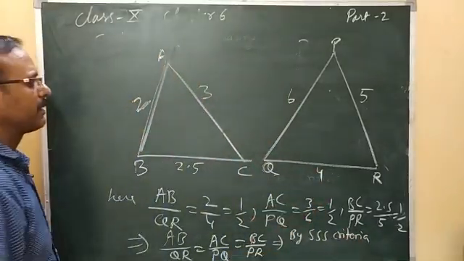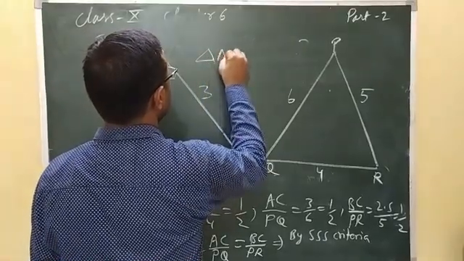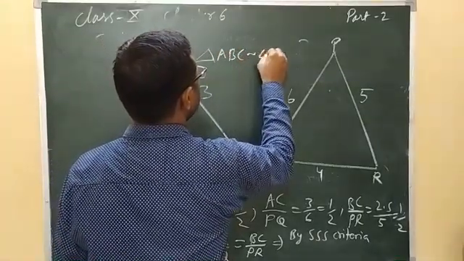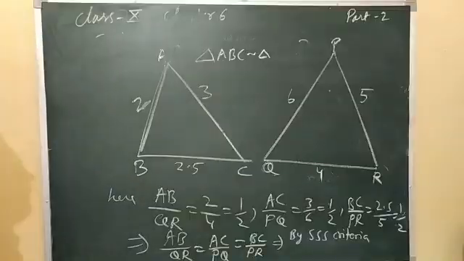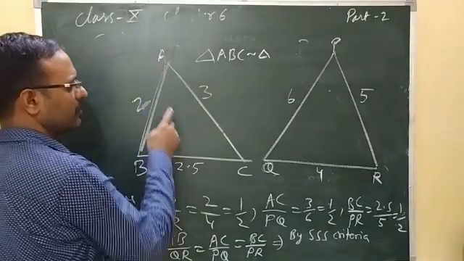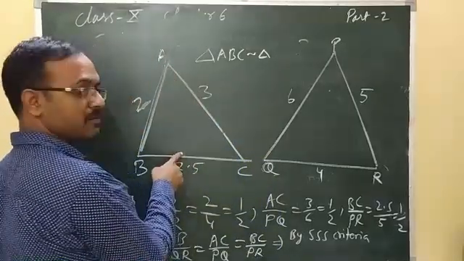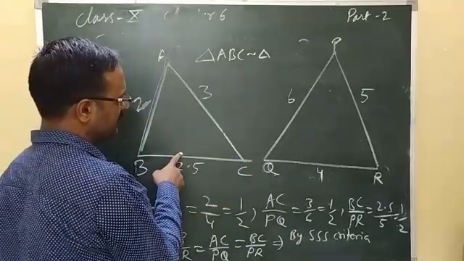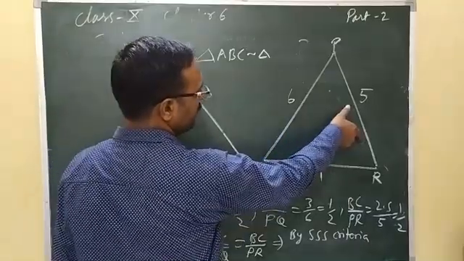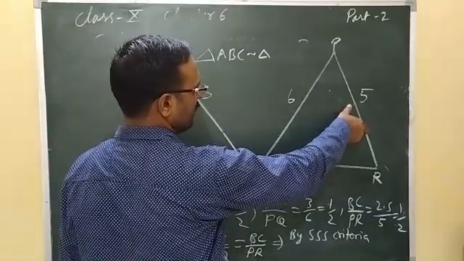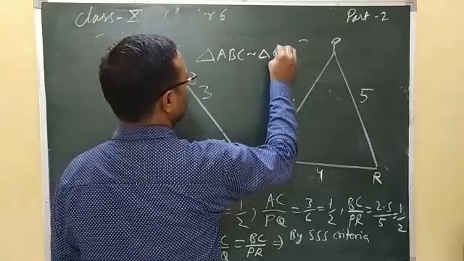What are the corresponding points? So if I write ABC similar to, what should be corresponding with A? You can see that the point A was opposite of 2.5 and the corresponding side of BC was PR. So what is the opposite point of PR? It is Q. So Q will come first.